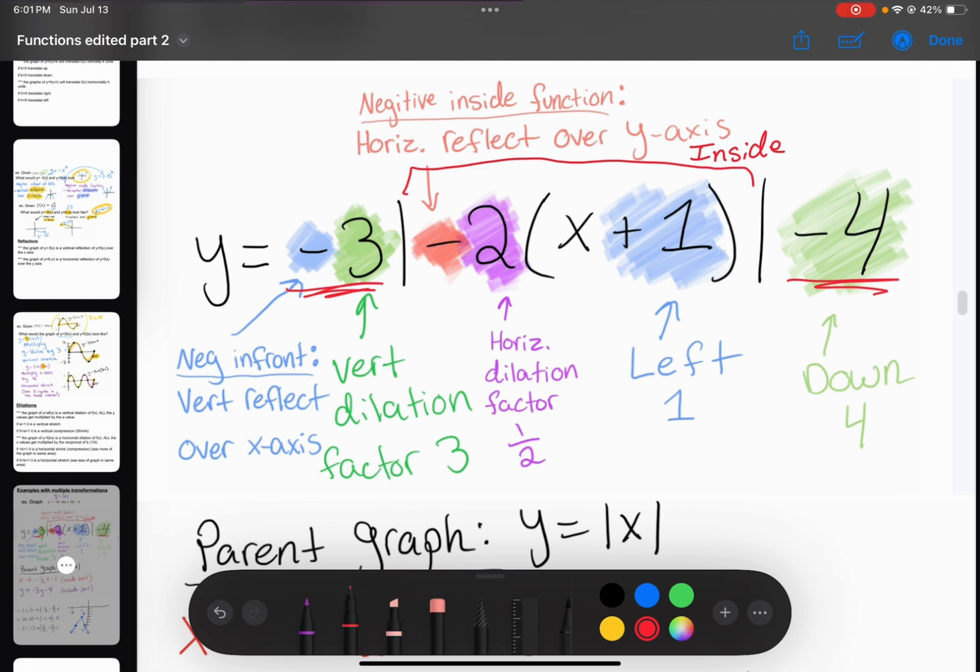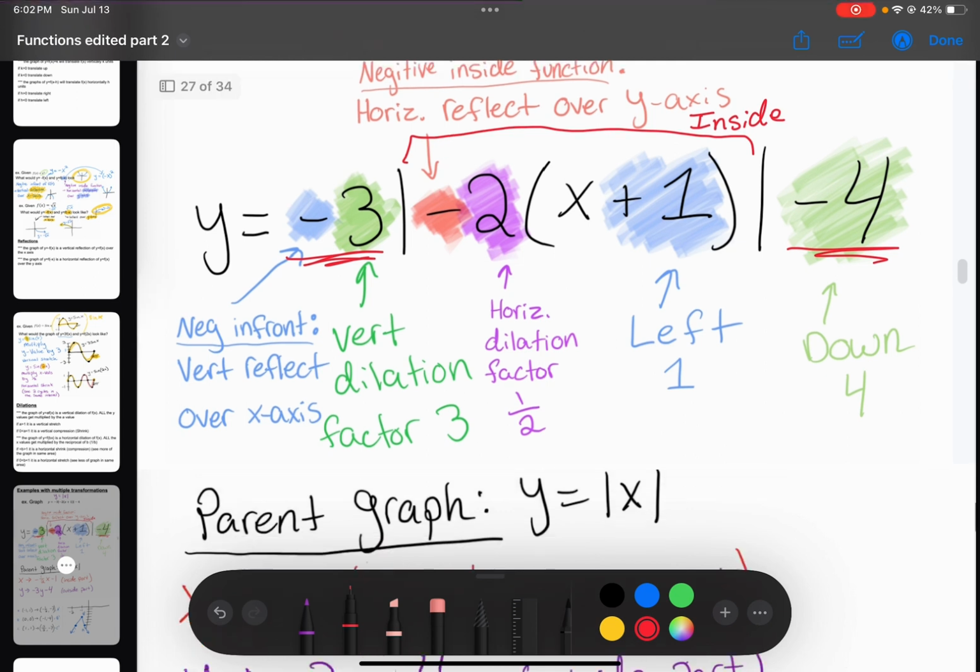It's shrinking it. That x plus 1 in parentheses here, that plus 1 in the parentheses, remember that's left and right when it's plus or minus inside the function. And plus, you might think more to the right side, but it's actually more to the left side. We're going more towards the negative side. We're going to the left. And then all the way outside of our function, we have a -4. So a plus or minus at the end is up or down, and minus tells us it's down.